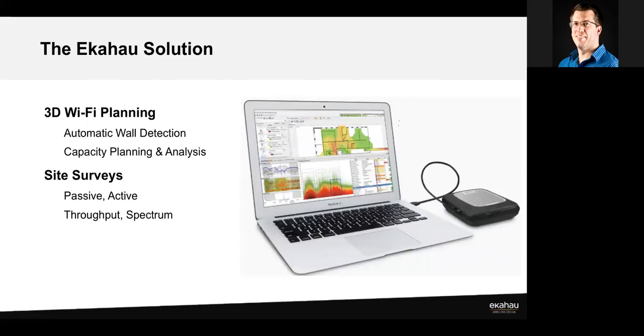Site surveys, I touched on it briefly. We've got passive surveys, so that's measuring all of the Wi-Fi and spectrum on the Ekahau Sidekick there. Active surveys is when you actively associate your Wi-Fi NIC in your laptop or tablet to a network, and you can perform a ping active survey, which gives you measurements of round-trip time or packet loss, versus an iPerf throughput survey, which is what I mentioned before, to give you some real-world throughput data. And we've also got spectrum surveys, which is what the Sidekick is doing with its dual-band spectrum analyzer. And we have fully customizable reporting.